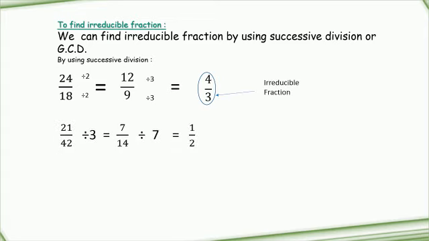Then we have another example, 21 over 42. We can divide the numerator and denominator by 3. So 21 divided by 3 is equal to 7, and 42 divided by 3 is equal to 14. 7 and 14 can be divided by 7, which gives 1 over 2. Then 1 over 2 is the irreducible fraction.